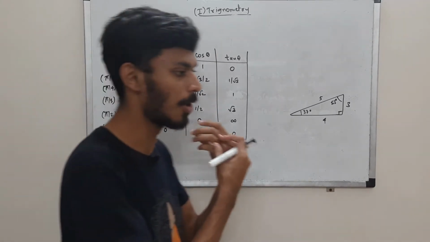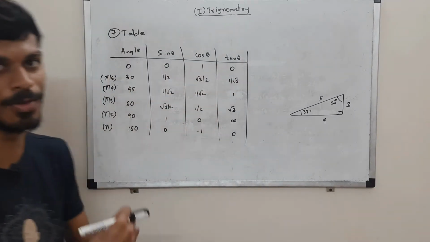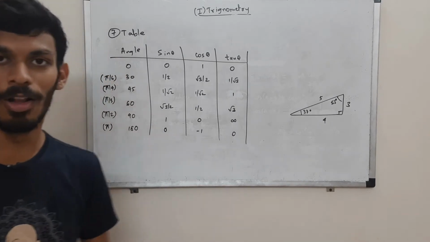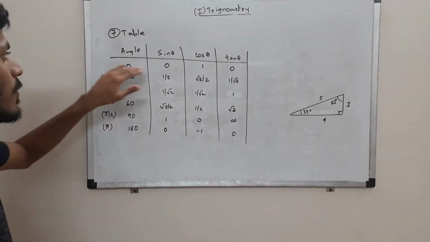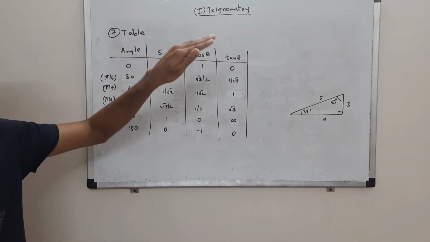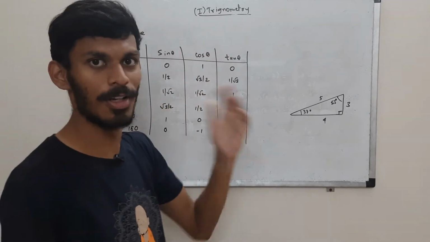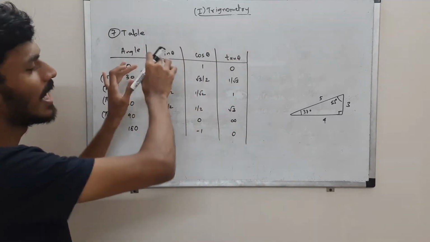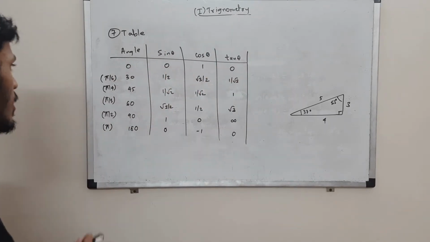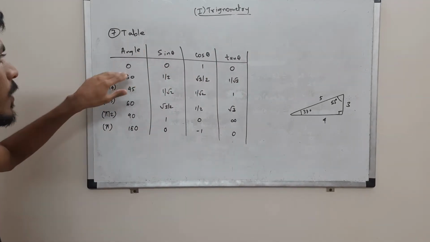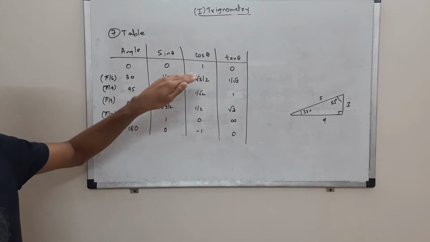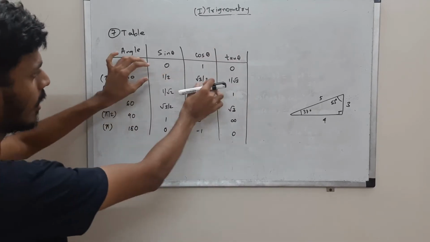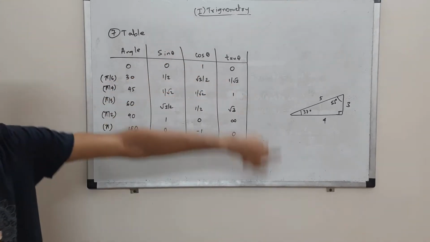You might have your own ways of remembering, so you can use any hack, provided you remember all the values in this table. So sine of 0 is 0, cos of 0 is 1, tan of 0 is also 0. You can remember that tan is sine by cos, so if sine is 0, tan will naturally be 0. Now sine of 30 is half, cos 30 is root 3 by 2, tan 30 is 1 by root 3. You can take the ratio sine by cos, and this will be verified.